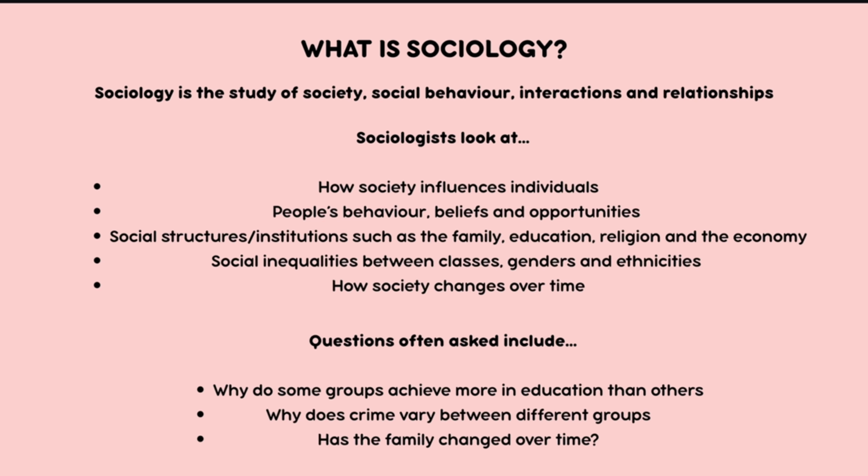But a load of questions that you will come across are similar to these ones, such as why do some groups achieve more in education than others? So if you're middle class, lower class, how does that play a part in achievement differences? Why does crime vary between different groups? And has the family changed over time? If it has changed, how has it changed? There is so much to explore in sociology, and that is definitely one of the reasons why I like it.